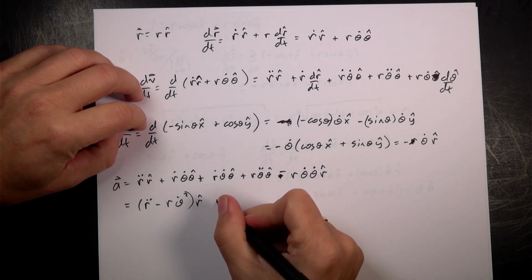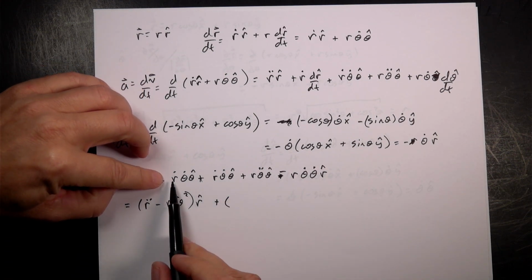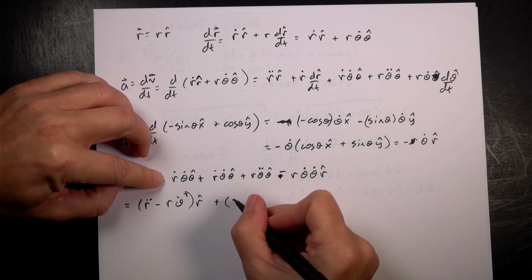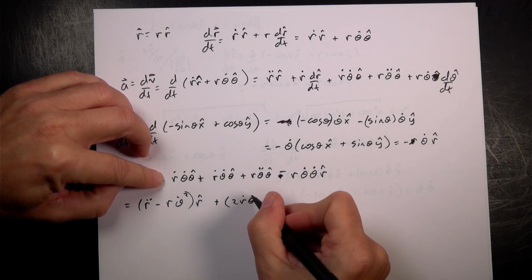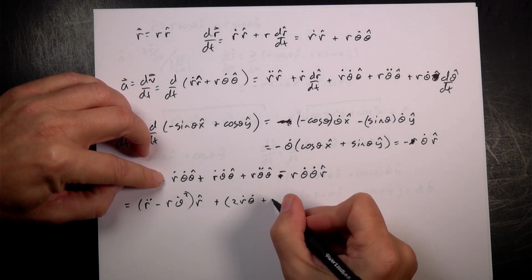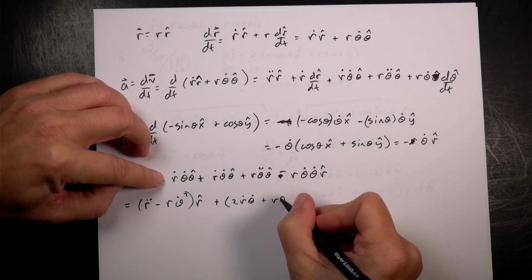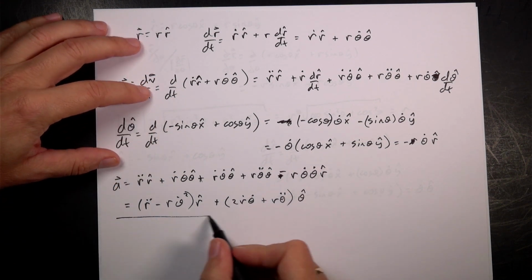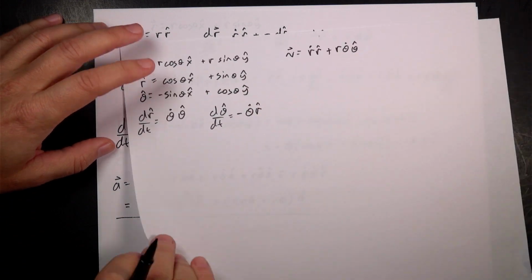Now let's group together my theta hat terms. So here I have r dot theta dot theta hat, r dot theta dot theta hat. So that's going to be 2 r dot theta dot. And then I have this other term plus r theta double dot theta hat. And so that's my acceleration in polar coordinates.